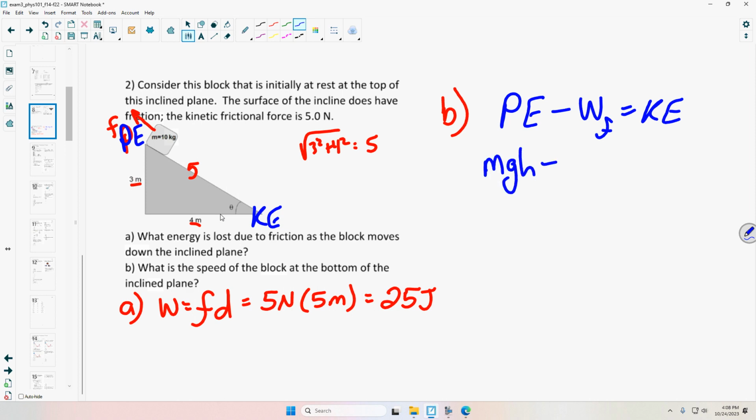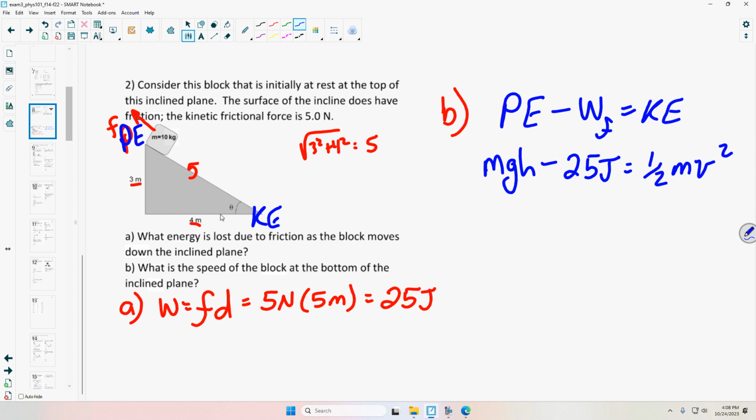So the potential energy is mgh minus the work done by friction, which I already know, that's 25 joules, and then that's equal to 1/2 mv squared. Be careful, I've seen students that would cancel out these m's. You can't do that. You can't cancel the m's because it's not in every term. So be careful. I've seen that a lot in my office over the past week, where students are canceling out m's or halves when they're only in 2 of the terms and not all 3 or all 4.